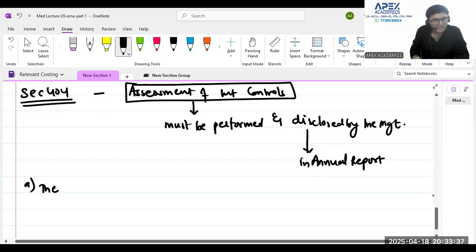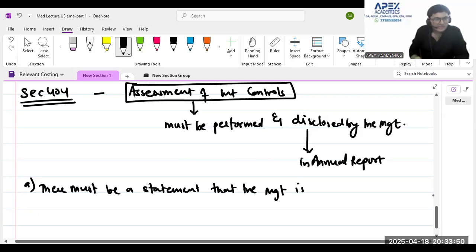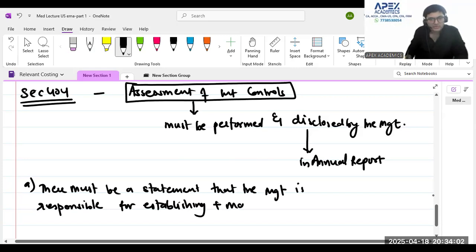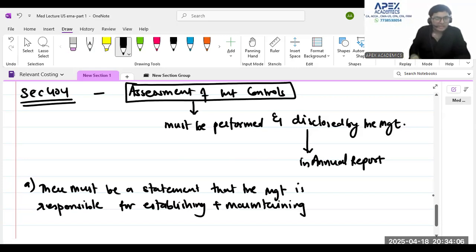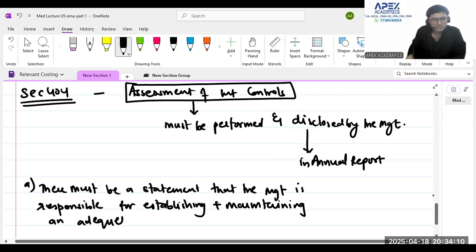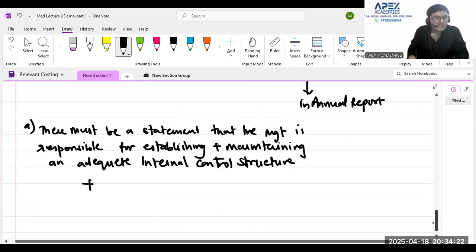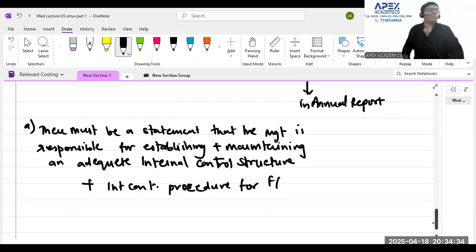Now, what must we do with respect to this? Number one, there must be a statement that the management is responsible for establishing plus maintaining an adequate internal control structure plus internal control procedure for financial reporting.